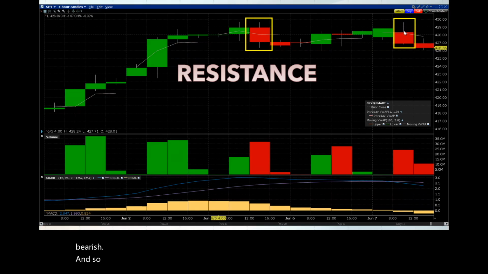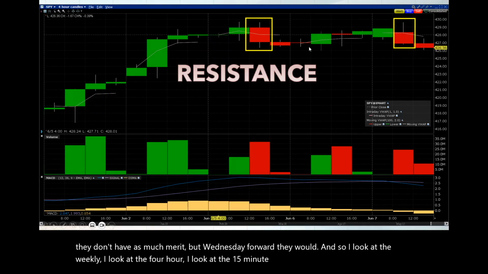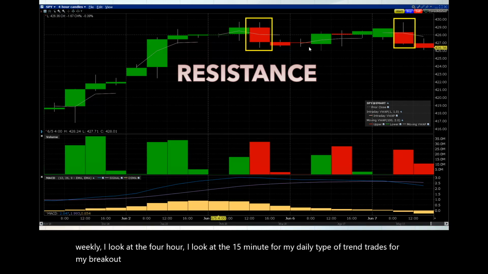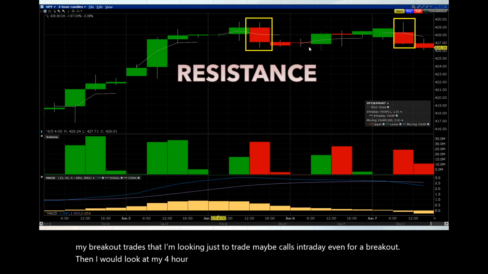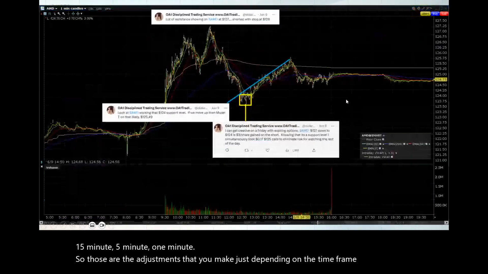So watch your weekly trends, especially Wednesday forward. I mean, it's only Tuesday, so they don't have as much merit, but Wednesday forward, they would. I look at the weekly, the 4-hour, and the 15-minute for my daily type of trend trades. For my breakout trades, where I'm looking to trade maybe calls intraday for a breakout, I would look at my 4-hour, 15-minute, 5-minute, and 1-minute. Those are the adjustments that you make depending on the time frame of your trades.